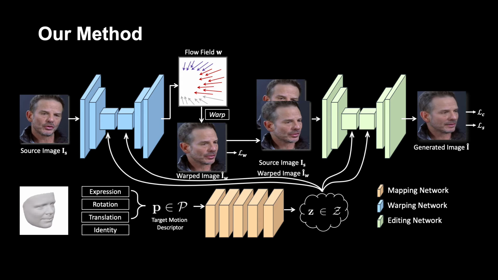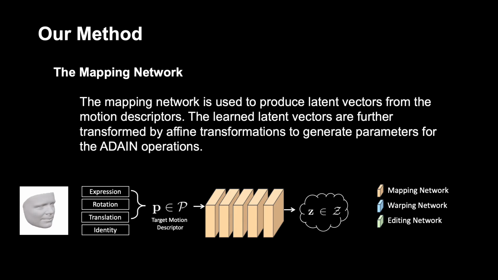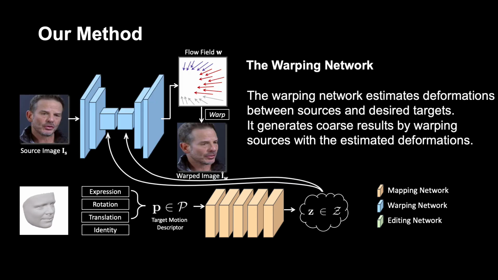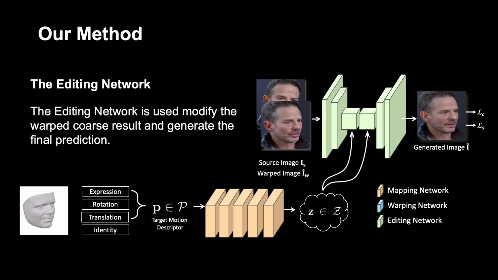The architecture of the proposed model is shown in this slide. Our model can be divided into several components that fulfill specific tasks. The mapping network is used to produce latent vectors from the motion descriptors. Instructed by the vectors, the warping network estimates the deformations between sources and desired targets. It generates coarse results by warping sources with the estimated deformations. The editing network generates the final images by modifying the artifacts of the warped coarse results.